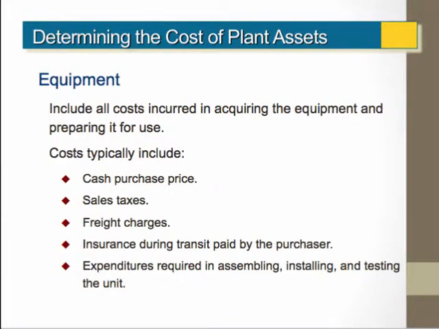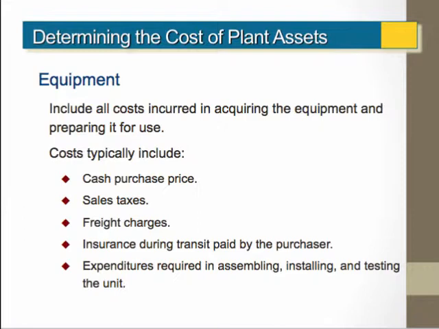Another type of plant assets is equipment. Now, equipment is things that you're familiar with. If you're a manufacturer, it could be the drills, it could be the table saws. If you're a retail store, it could be your cash registers and all your display items. So every company will have different types of equipment.